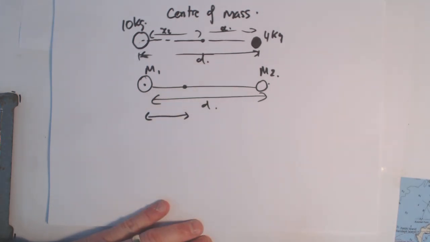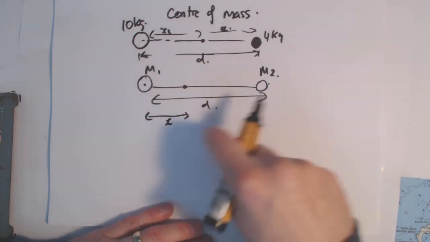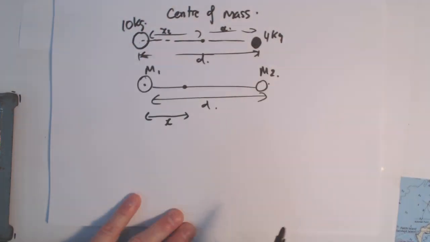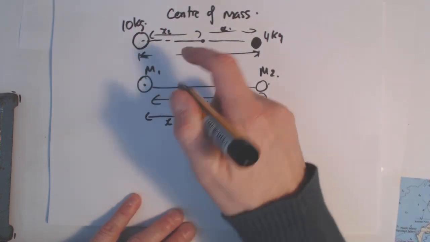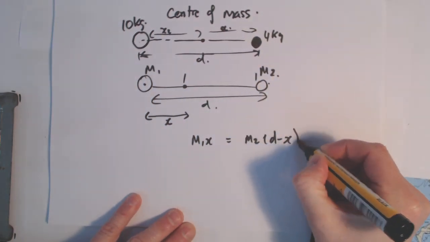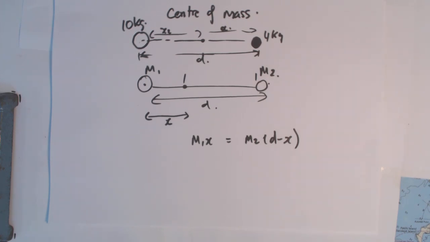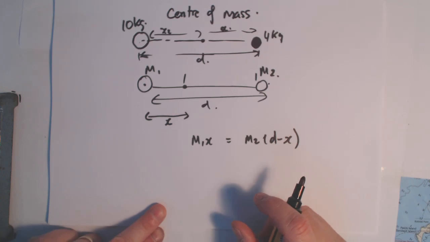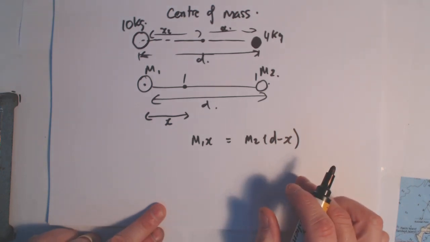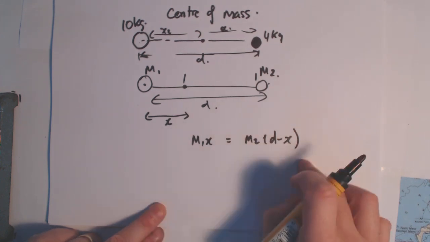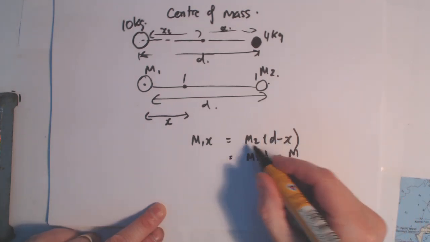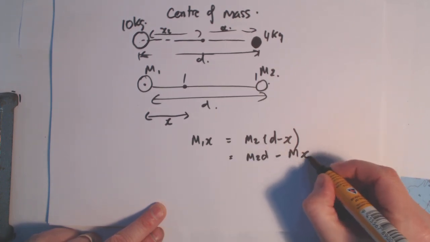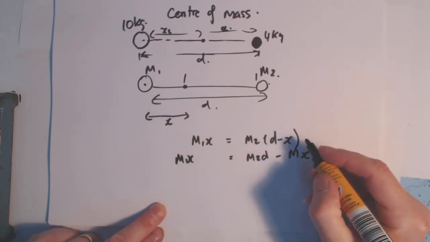So if my distance to the center of mass is x, then to make these torques balance, I would have to say that m1 times x must be equal to m2 times d minus x, which is this distance here. What we're trying to do here is solve for the center of mass. So let's see what we find. We've got two x's here, so let's get the x's both on one side. m2d minus m2x. Sorry, I forgot to put the 2 there.